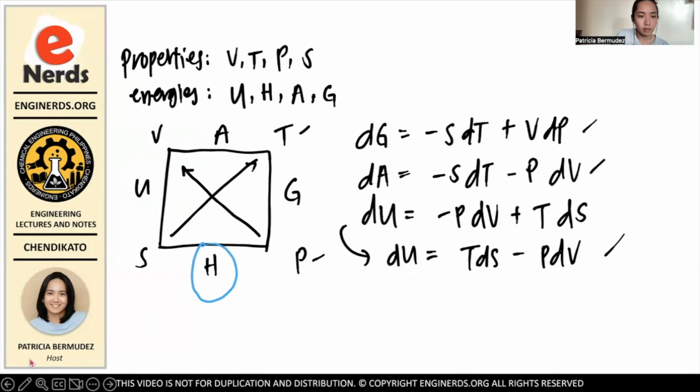And finally, we have enthalpy right here. So enthalpy is dH, and it is a function of entropy and pressure. So it's dS and then dP. Okay?